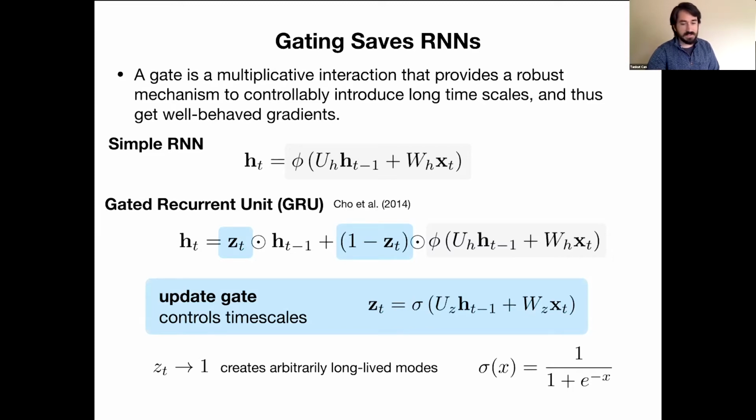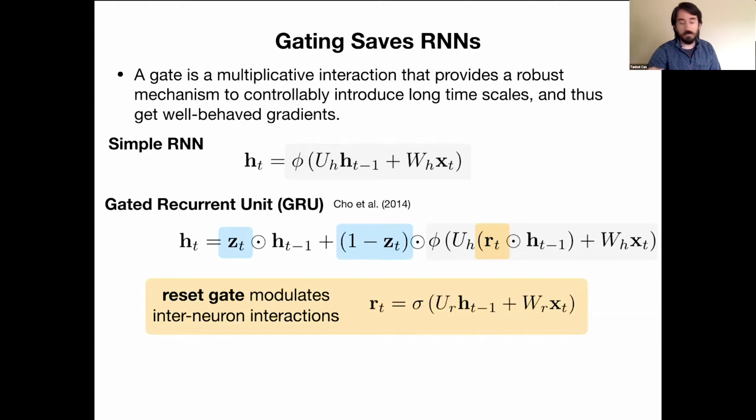We can see when z is equal to 0, the simple RNN is recovered, the first term completely vanishes, and only the interactions are used to update the hidden state. Conversely, when z is equal to 1, the second term vanishes completely, and the hidden state h of t is just equal to h of t minus 1, so that it's not updated at all. This allows, in principle, the creation of arbitrarily long-lived modes. And that's just the intuition for introducing this gate, which is just a multiplicative interaction.